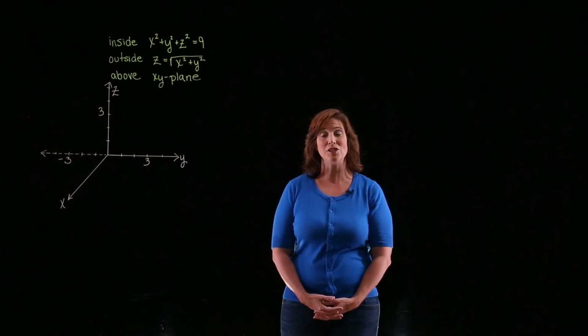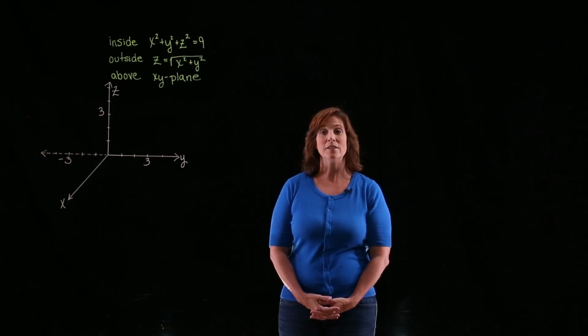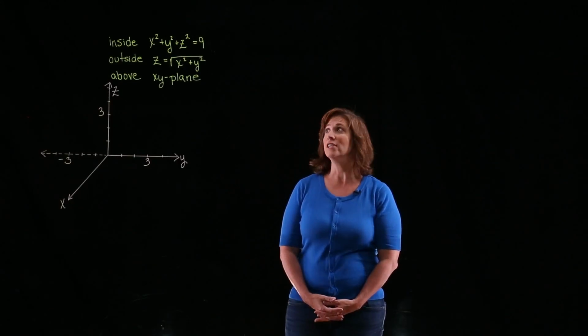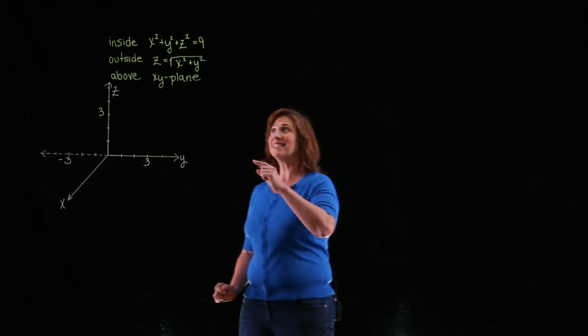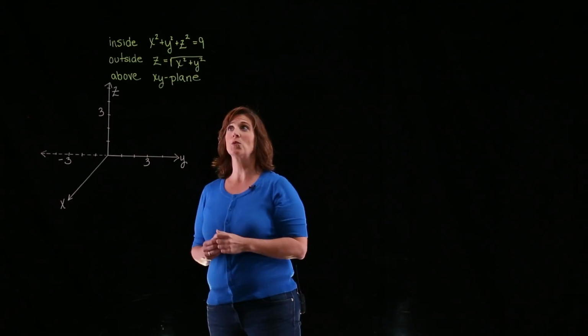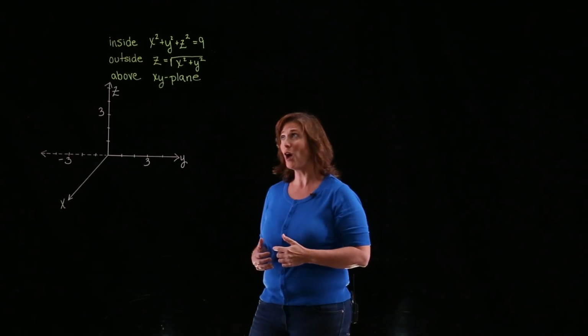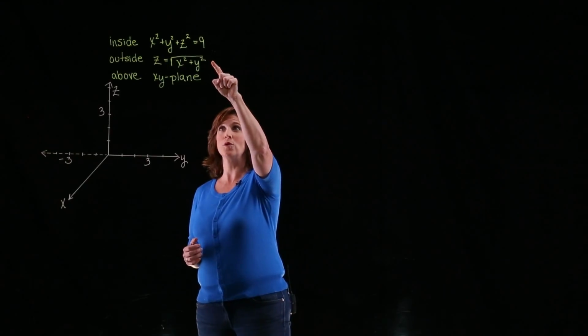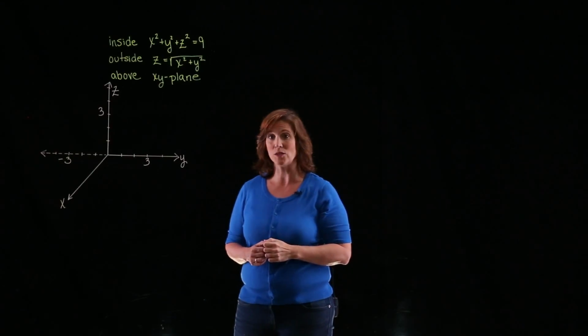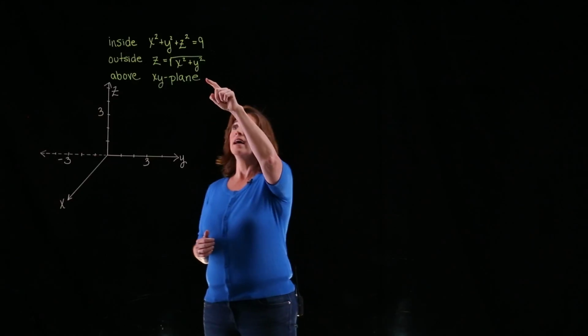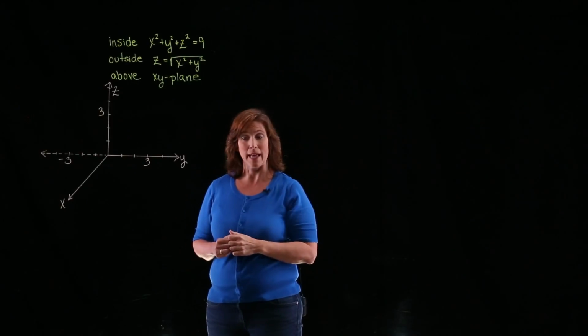Hi everyone, I'm Cheryl. In this problem, we're asked to use spherical coordinates to find the volume of the solid generated by looking inside the sphere x squared plus y squared plus z squared equals 9, outside the cone z equals the square root of the quantity x squared plus y squared, and above the xy plane.